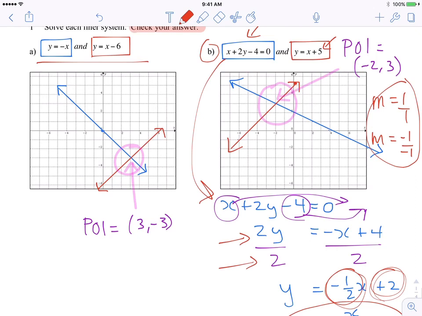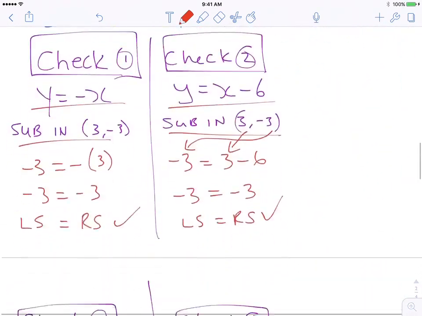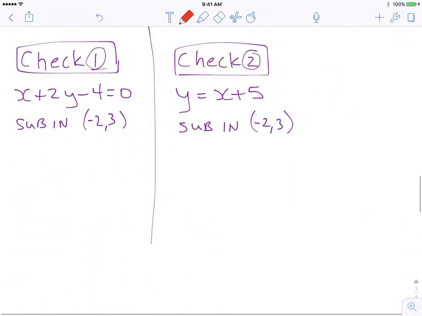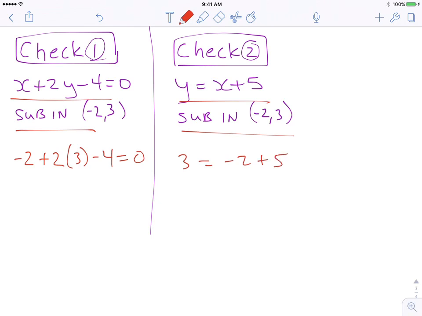All right. Now once I graph those two lines, I realize the point of intersection is negative 2, 3. And so I want to check my answer as the question asks us to do. So I've written both equations, check 1, check 2, and I'm going to sub in negative 2, 3 for both. So let's sub in negative 2 for x here. So we have negative 2 plus 2 times, and y in this case is 3, minus 4 equals 0. And here we'll sub in y is 3 equal negative 2 plus 5.